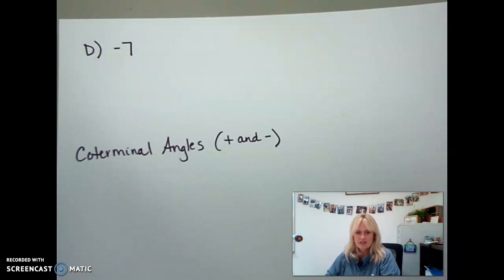I have one more that I would like you to try, this time on your own. So pause the recording for just a second and tell me what quadrant negative 7 lies in.